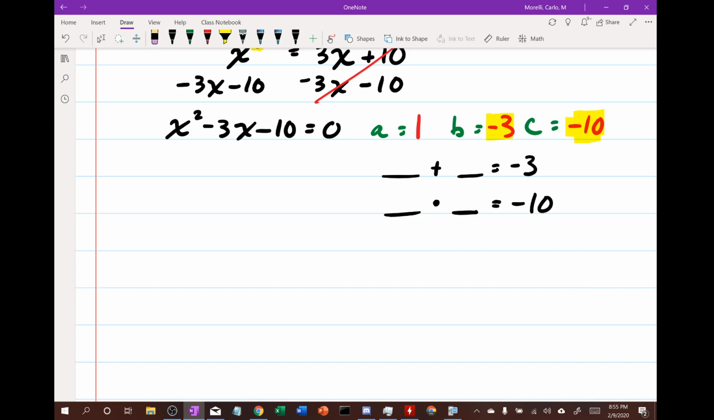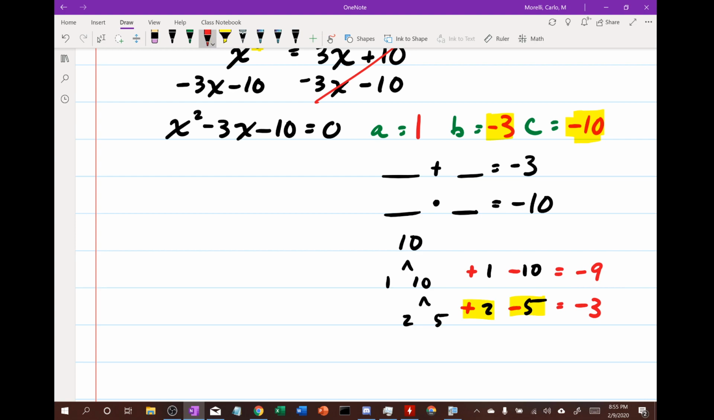Okay, so I know you figured it out, but let me just show how I would do it. So I would break this down into 1 times 10 and then 2 times 5, and I would list out 1, 10, 2, 5, and I would put the negative sign in front of the big number, and I would put the positive sign in front of the little number, and then I would add, and 1 plus -10 is -9, and 2 plus -5 is -3. So I know that I want to use 2 and -5 as my factors. So we'll come up here and put +2 minus 5 plus 2 minus 5.